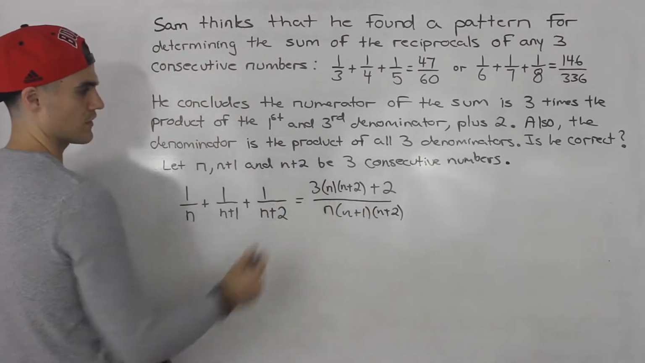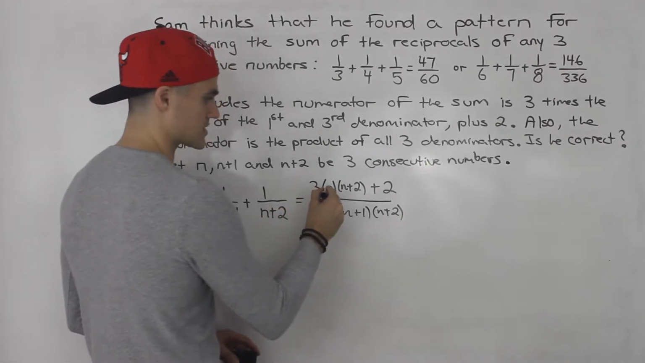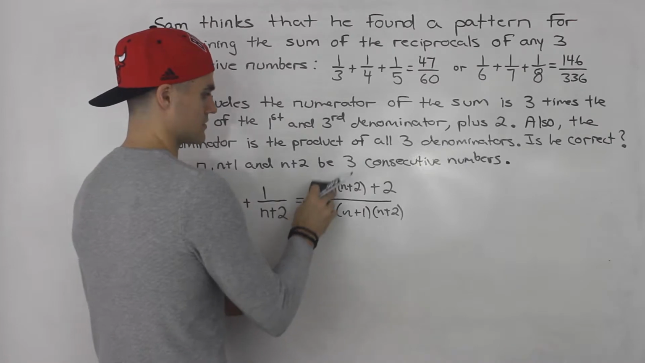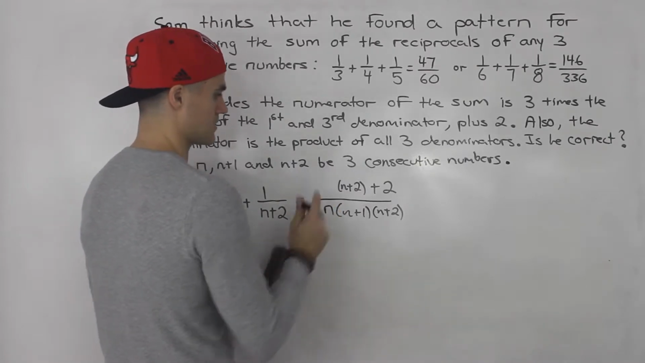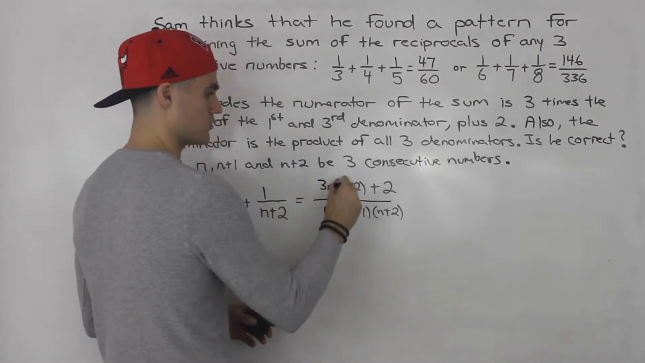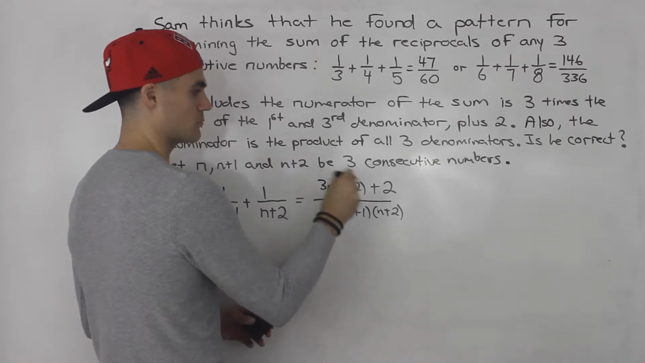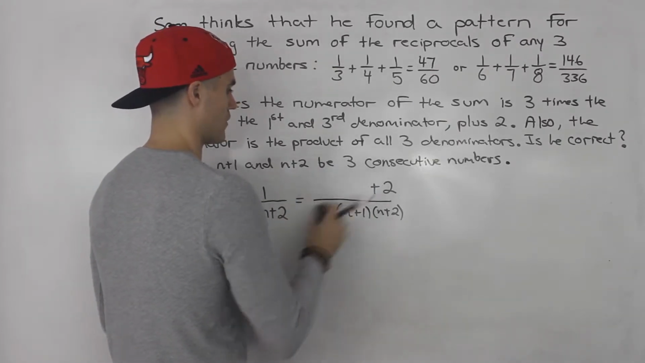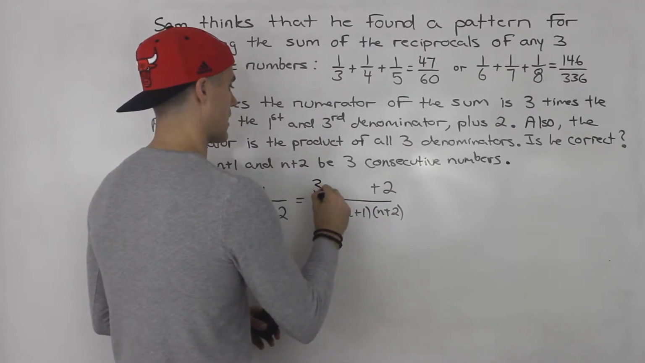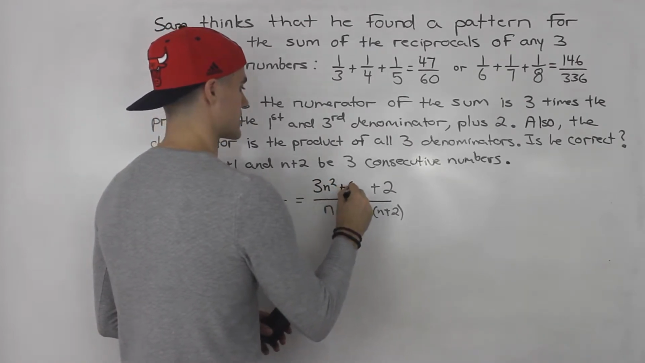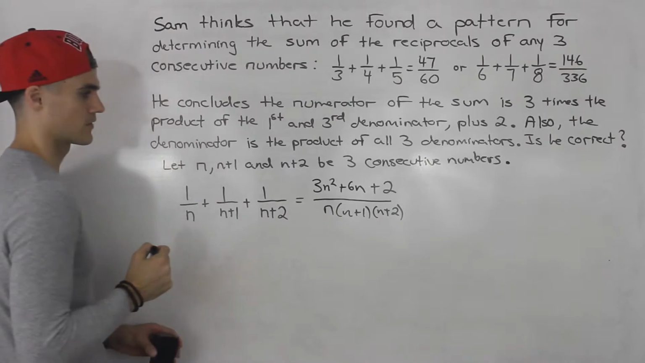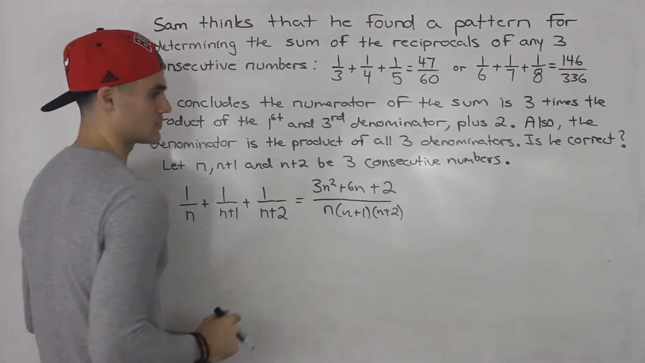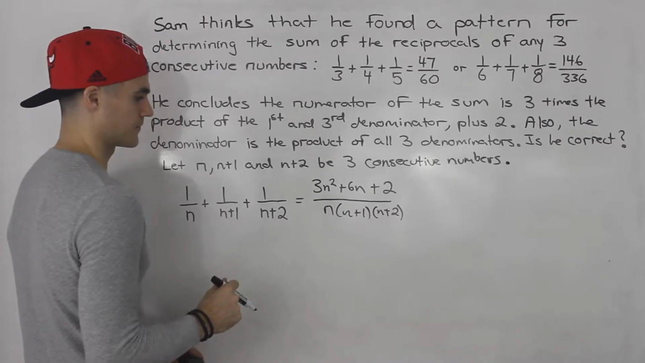And this actually simplifies here. So this would be 3n, 3 times n is just 3n. And then when you distribute that inside the bracket, we'd have 3n squared plus 6n. So we'd have 3n squared plus 6n plus 2. So we basically have to prove that this is equal to that. Right?